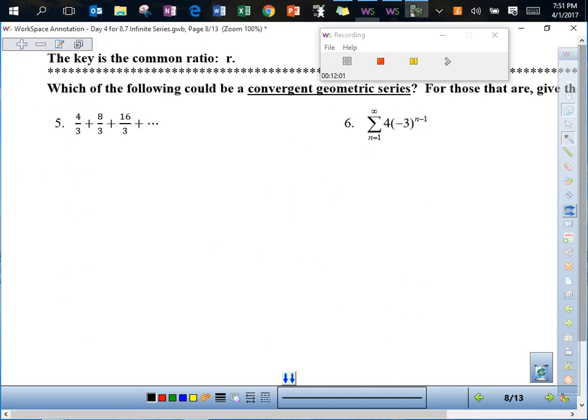Number 5, you got to decide if it's geometric. The way I attack it, I look and see if I could do it in my head from term to term. So what's it take to go from 4/3 to 8/3? I'd have to multiply by 2. To go from 8/3 to 16/3, I'd have to multiply by 2. So it is geometric, but this thing does not converge. And here's why.